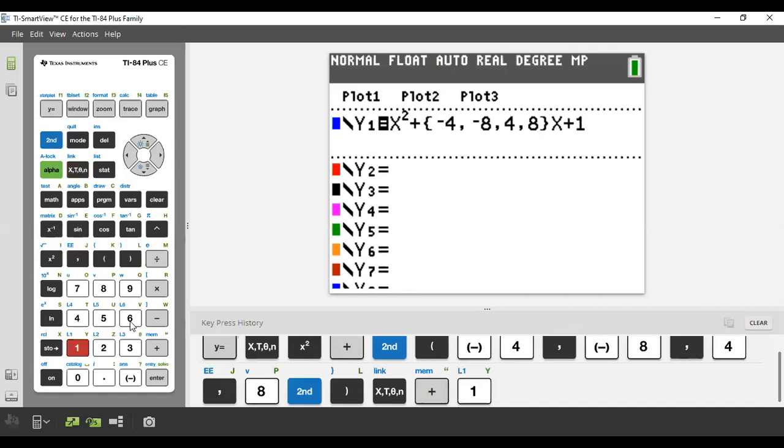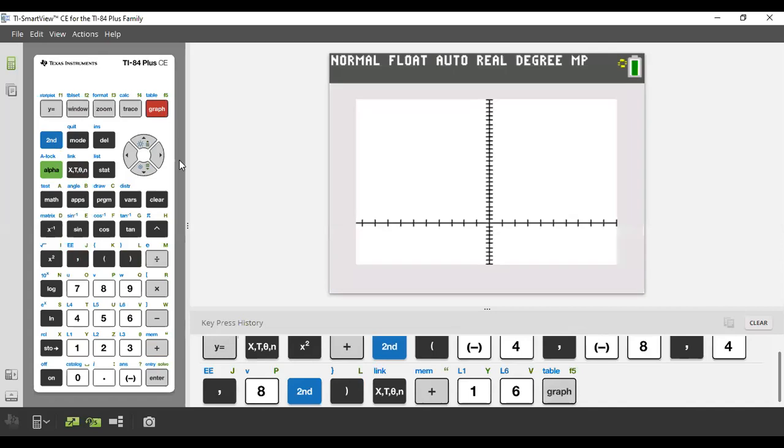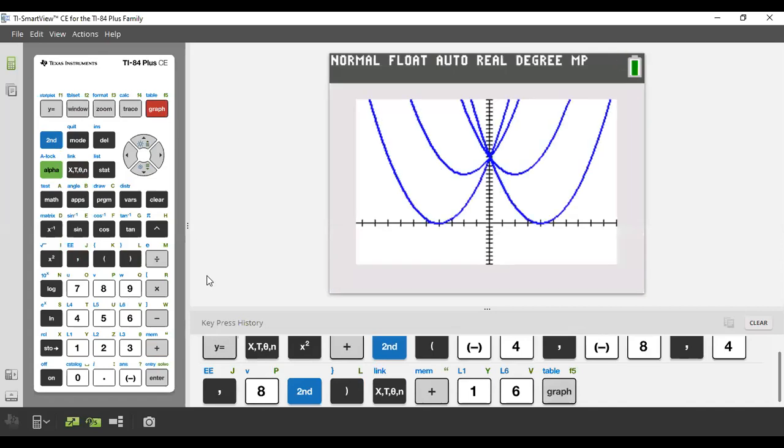Now, all we're going to do is graph it and see which one creates parabolas that are tangent to the x-axis. So if we graph this, there's 1, 2, 3, 4. So we can see that this one and this one are just tangent to the x-axis. So those would be our choices.